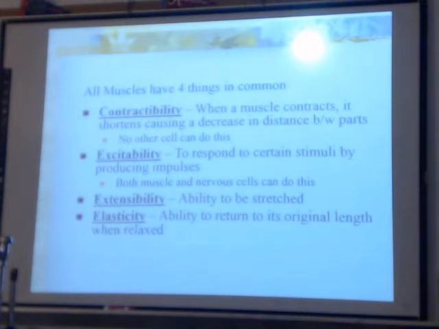So they have contractibility, they have excitability, they have extensibility, which means they can stretch, and they have elasticity. That means if they get stretched, they can shrink back. So if you think about it like that: contractibility, excitability, extensibility, and elasticity. Those are the 4 things all muscles have in common.